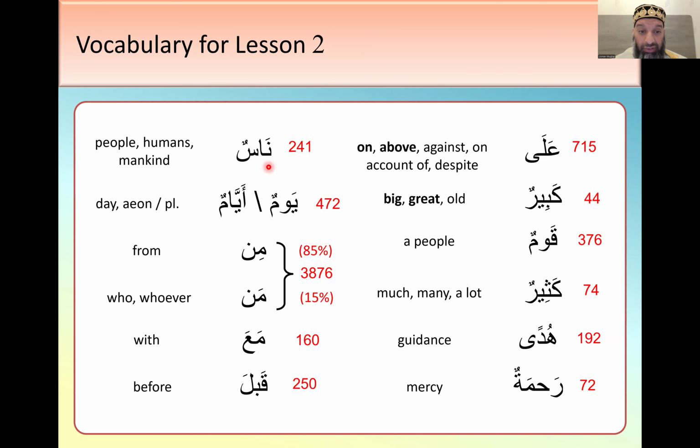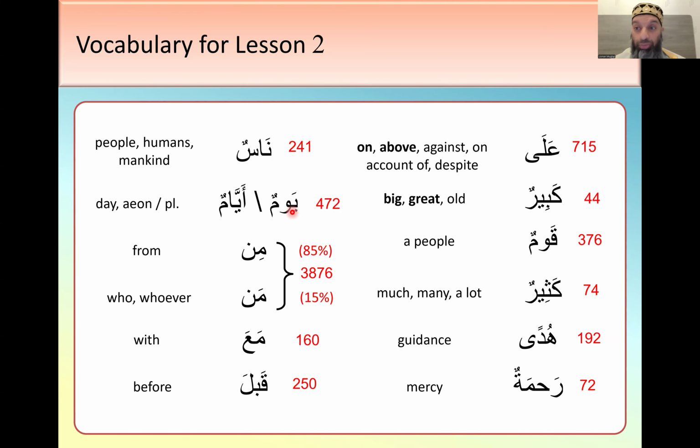And then with that, we have to learn more vocabulary. So nasun, it means human, people, mankind. أعوذ بالله من الشيطان الرجيم بسم الله الرحمن الرحيم قل أعوذ برب الناس. So it comes in the last surah even, yeah? So I seek refuge with the Lord of An-Nas, mankind. 241, roughly.